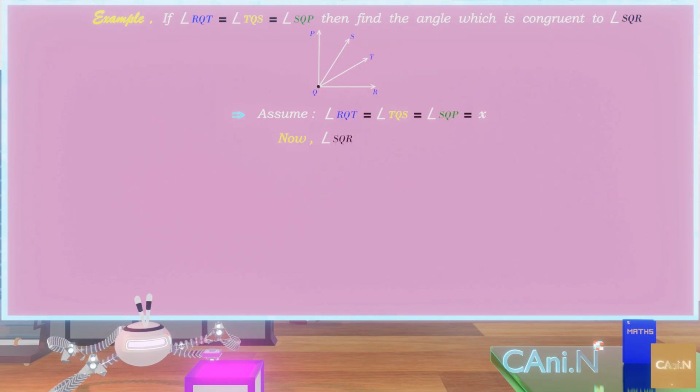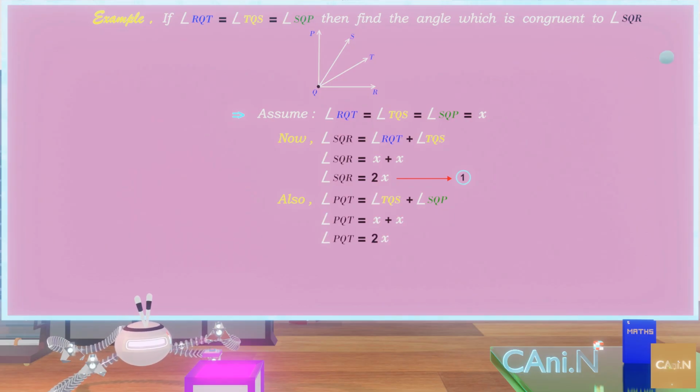Now, angle SQR equals angle RQT plus angle TQS. Angle SQR equals 2x. Also, angle PQT equals angle TQS plus angle SQP. Angle PQT equals 2x. From 1 and 2, angle SQR equals angle PQT. Therefore, angle SQR is congruent to angle PQT.